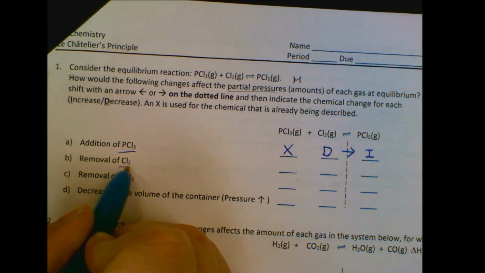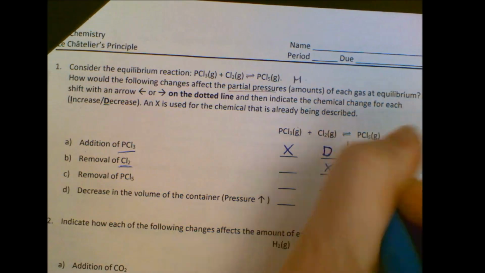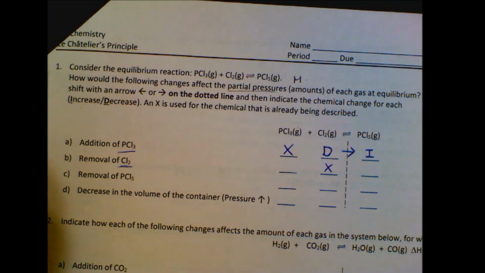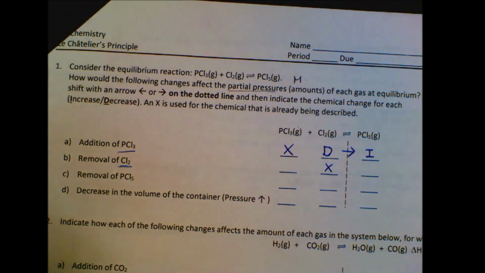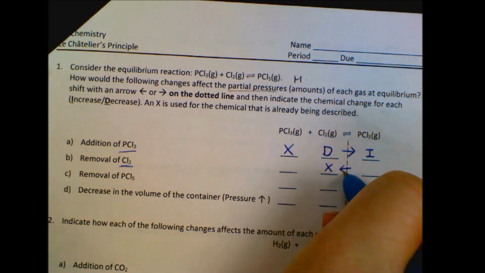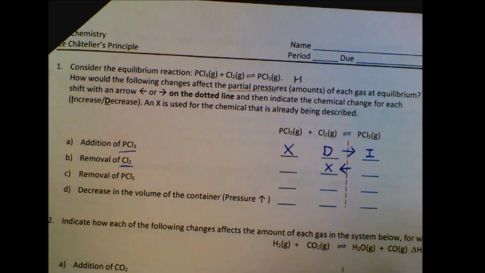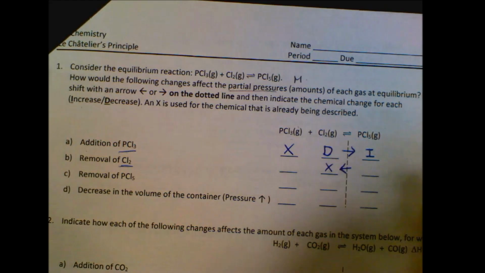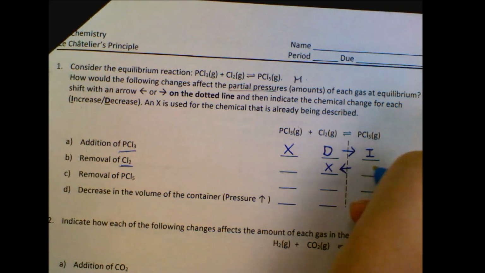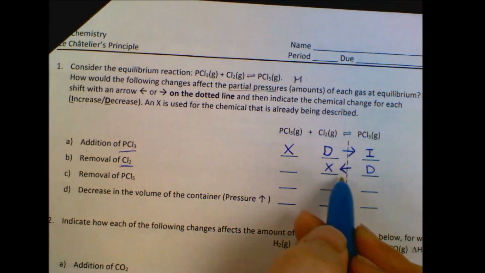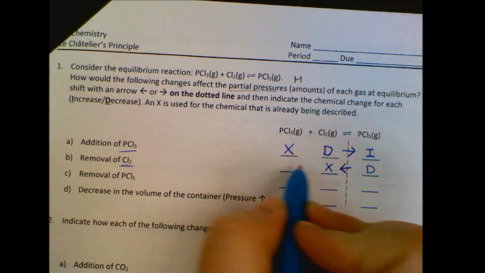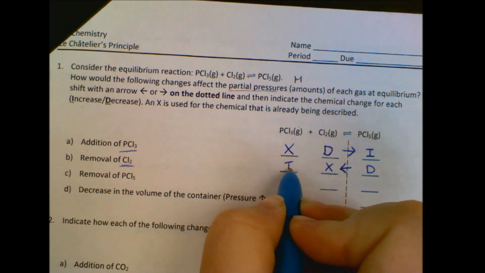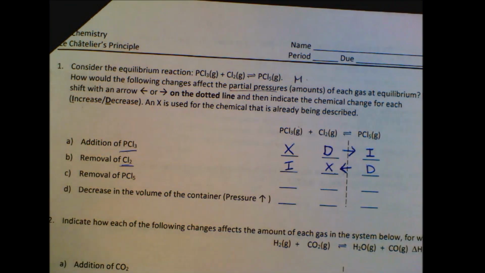Okay. So there's our first one. Our second one says removal of Cl2. So we're going to be dealing with the Cl2. We're removing it. We're taking some of this away. So anytime we remove, we want to think, okay, we're pulling towards that thing. So we're going to go towards the chlorine. So that means our PCl5, we're using up that chemical or decreasing its amount to make more of the chlorine since we removed some of it, and it's going to make more of the PCl3, so that amount's going to increase.